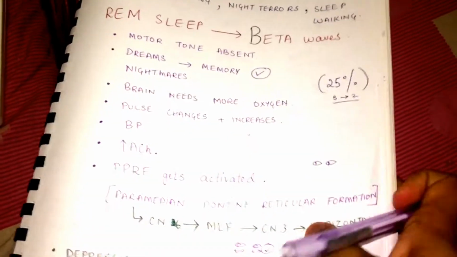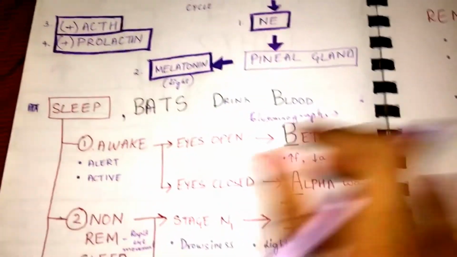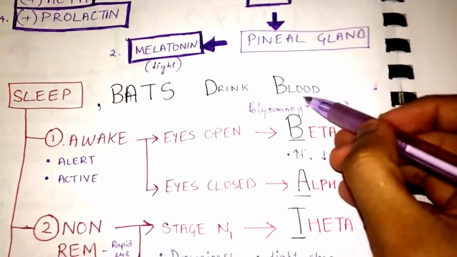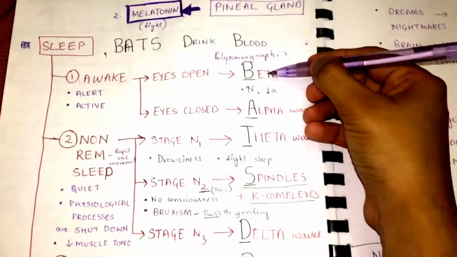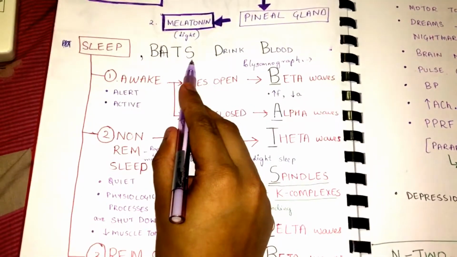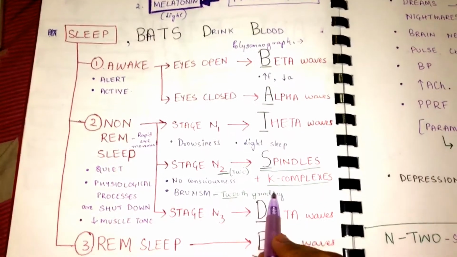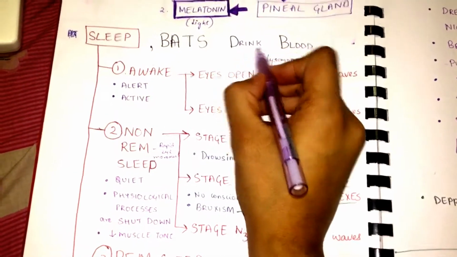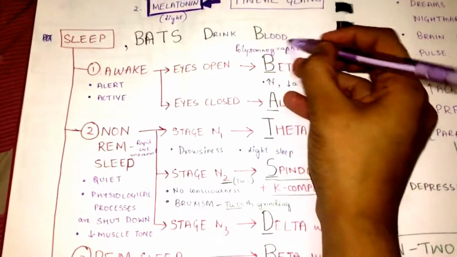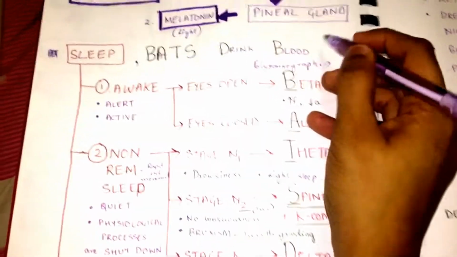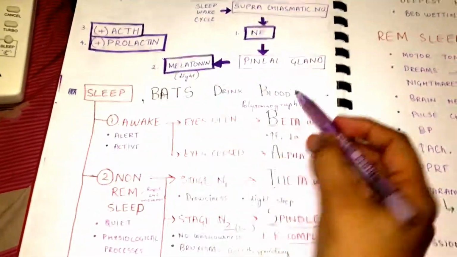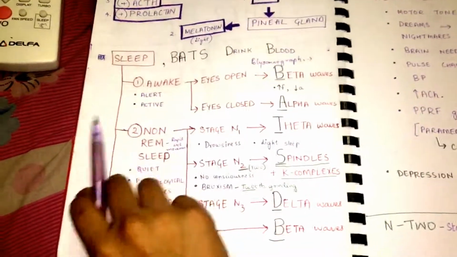So I have a mnemonic here, which is given in First Aid. Bats drink blood. Bats drink blood. B: beta waves, alpha waves, theta waves. The spindles, S. D for delta waves. The R in 'drink' is silent, and B for beta waves again, and then the 'blood' is silent. So bats drink blood. This is actually a very easy one. This is exactly how I remember the waves.